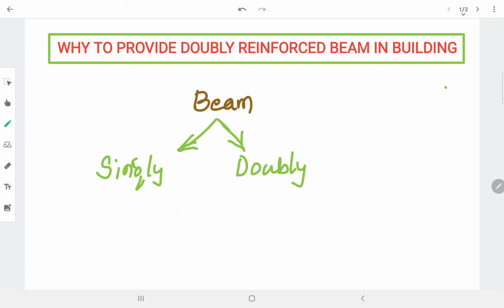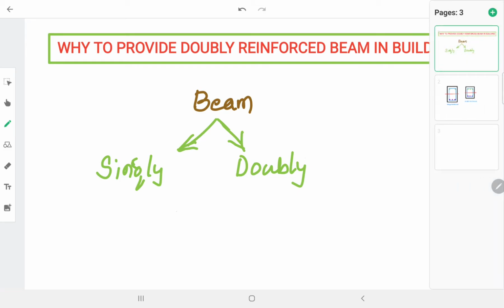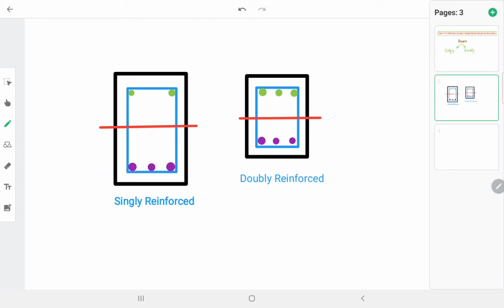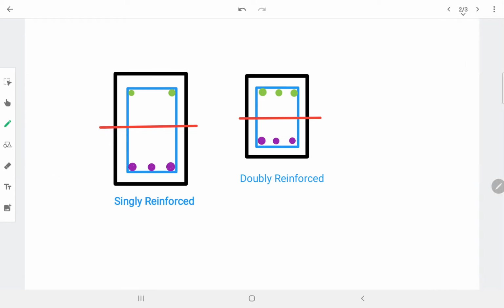the representation, so I'll show you here. This is the singly reinforced beam, and the second one is the doubly reinforced beam. Here, the reason we are differentiating these two is mainly because of the depth and the reinforcement which is provided.